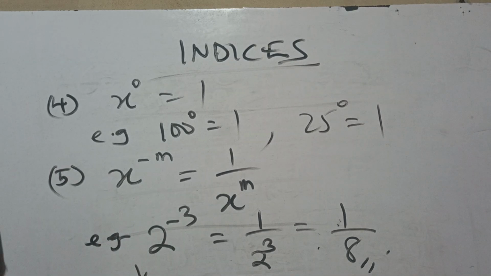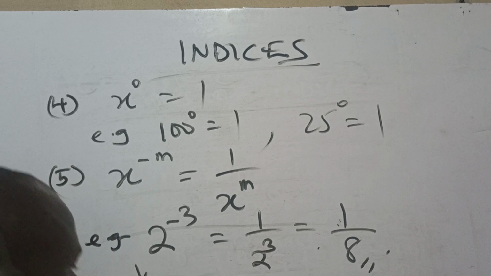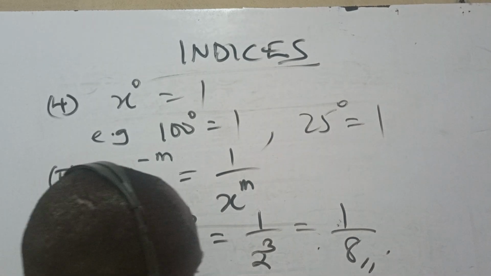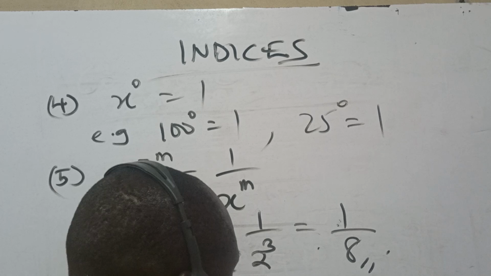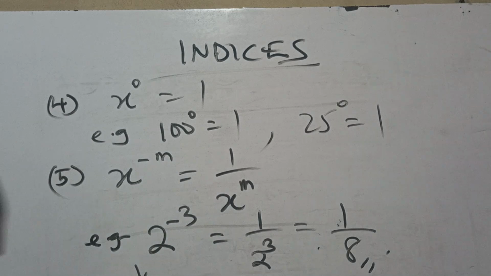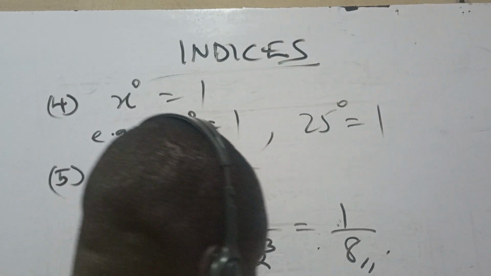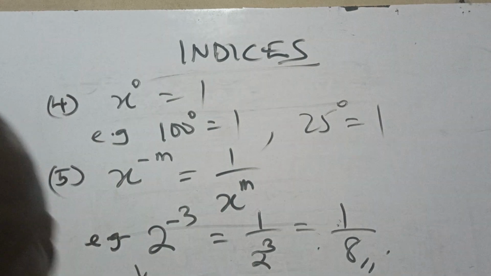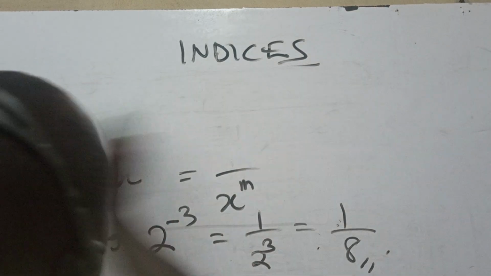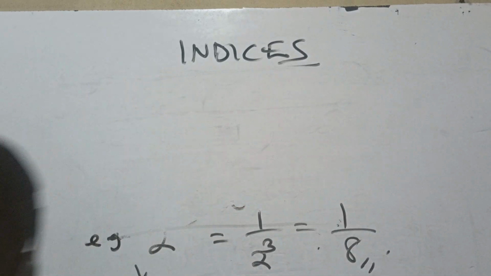That is, e.g., let me give an example. When you have 27 raised by 1 all over 3, this is the same thing as saying you are finding the cube root of 27. And of course, the cube root of 27 is given as what? As 3. So that is what you get.